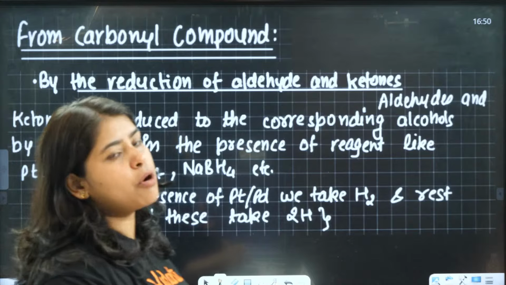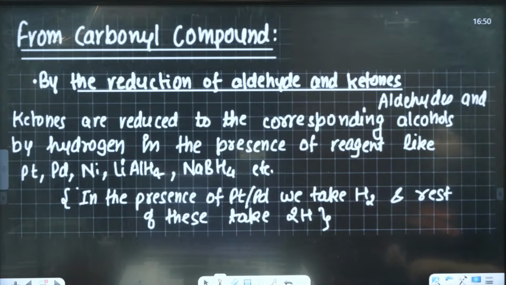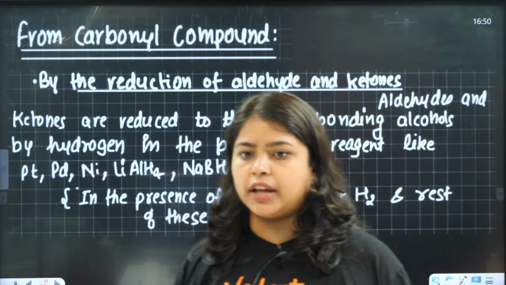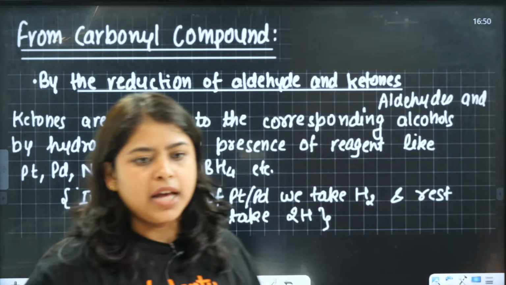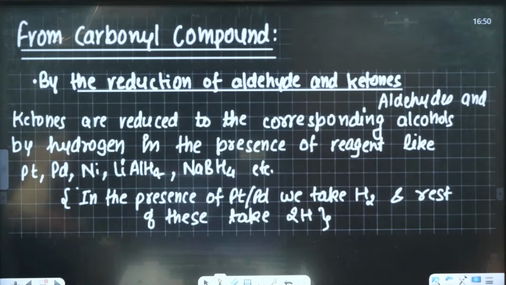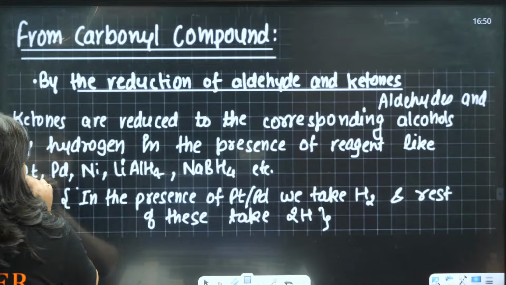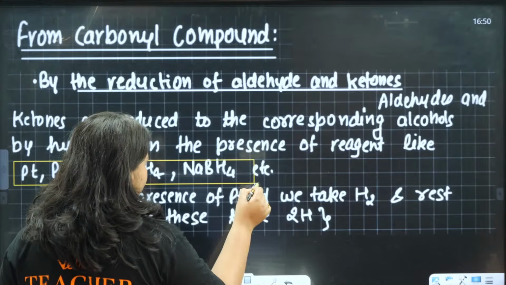How is the alcohol formed from the carbonyl compound? By the reduction of aldehydes and ketones. Whatever aldehyde and ketone we have taken, we need to reduce it by adding H2O and removing OH minus, and the product is obtained. Concentrate here. Aldehydes and ketones are reduced to the corresponding alcohols by hydrogen in the presence of reagents like Pt, Pd, Ni, LiAlH4, NaBH4.